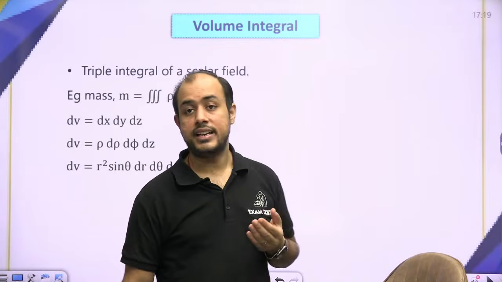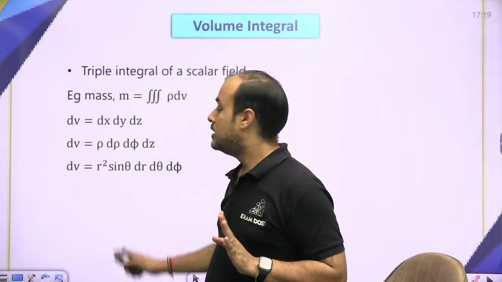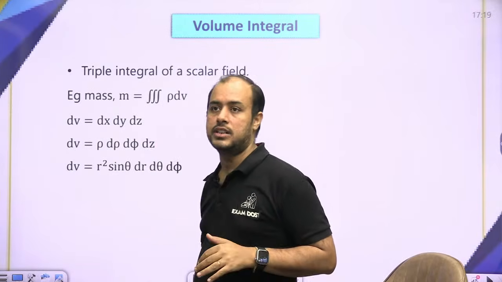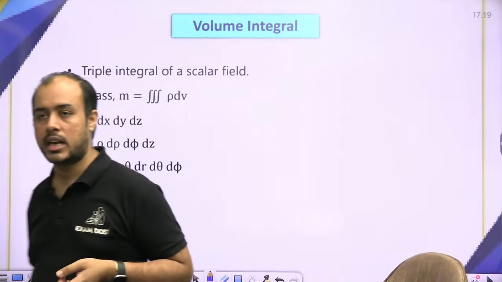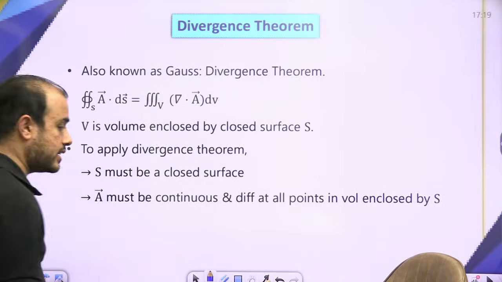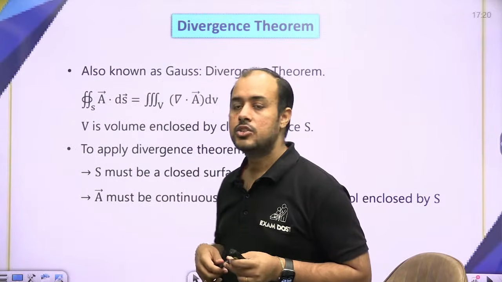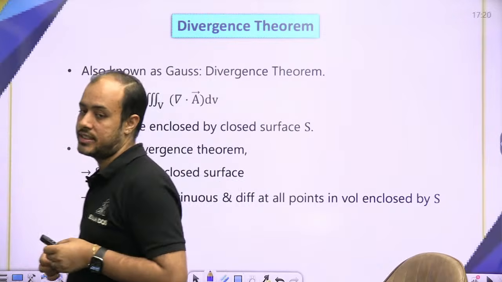Volume integration is the integration of a scalar function. dV is scalar, so you have to take a scalar function and you have to do the triple integration. Now we come to the vector integral theorems which simplify the effort of integration. So first is the Gauss divergence theorem.